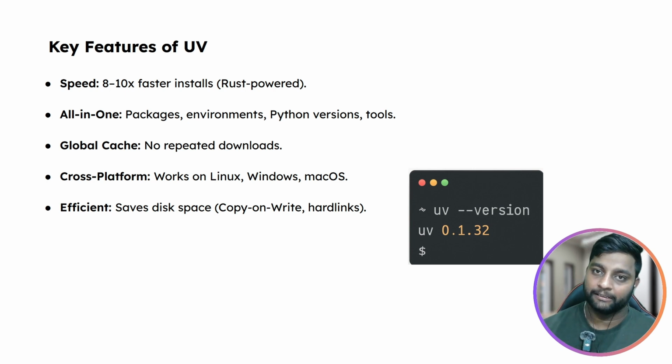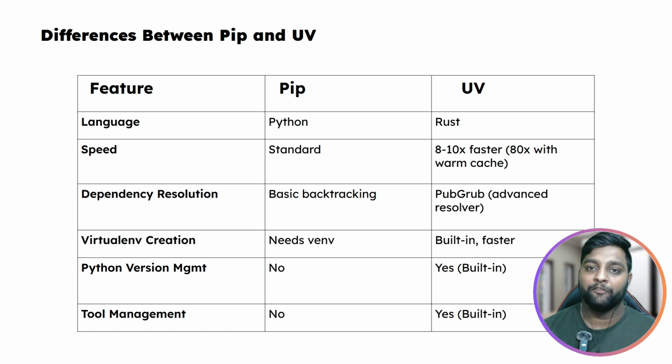Efficiency saves disk space, with copy on write and hard links, so it can save your disk space as well. These are some of the main key features. Difference between PIP and UV. PIP was written in Python and UV is written in Rust. Speed: PIP is standard, UV is 8 to 10x faster, and 80x with a warm cache.